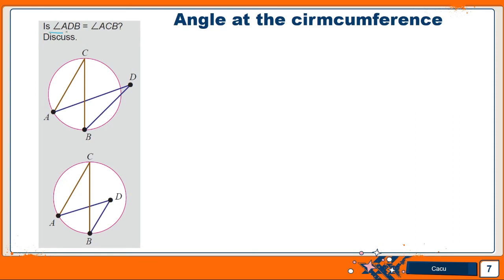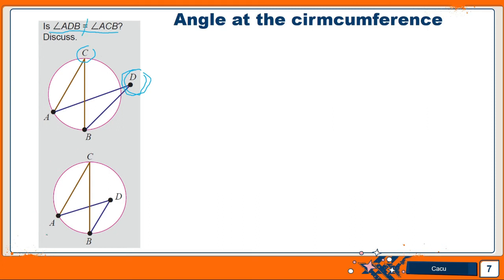Is angle ADB equal to angle ACB? Angle ADB is this one, ACB is this one. Remember, we learned the angle at the circumference. If you look at angle ADB, is the angle here at the circumference? No, right? It is outside the circle already. Therefore, angle ADB and ACB are not the same.